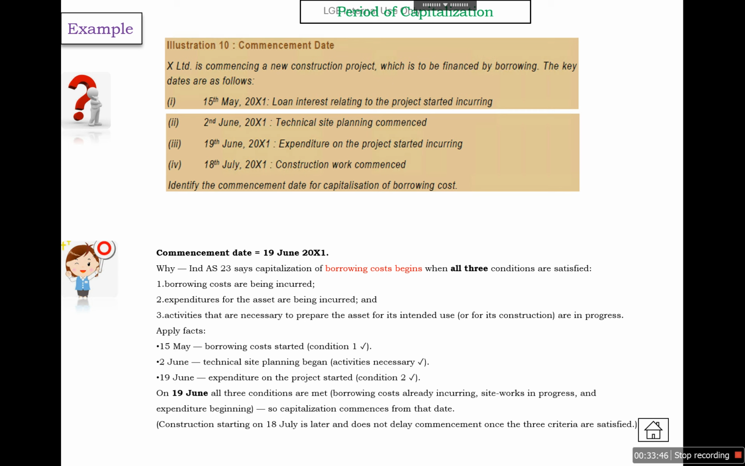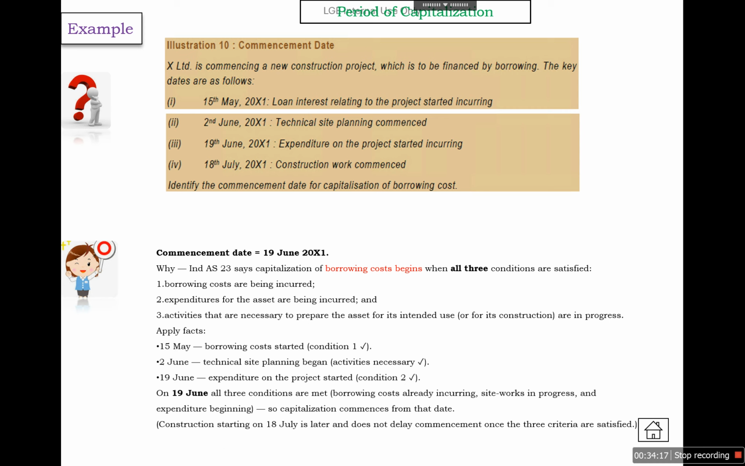X Limited is commencing a new construction project which is to be financed by borrowing. The key dates are as follows. 15th May, X1, loan interest relating to the project started incurring. So on 15th May, X1, borrowing cost has started. So we need to identify the commencement date for the capitalization of borrowing cost.